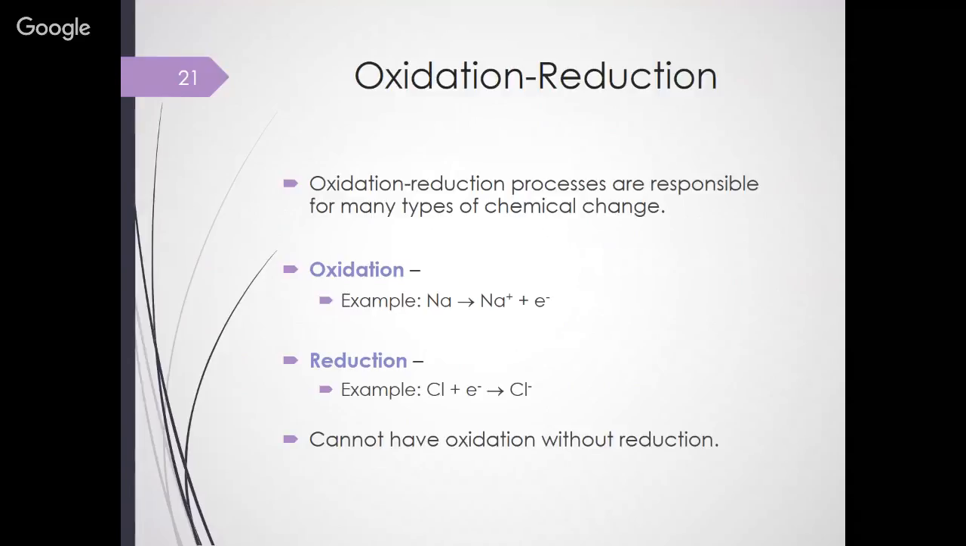Leo the lion goes grr. So LEO, L-E-O, stands for lose electrons, oxidize. GER, G-E-R, gain electrons, reduce. And you cannot have one without the other. So if something is oxidized, at the same time, something else has to be reduced. The electrons come from somewhere and they go to somewhere else.